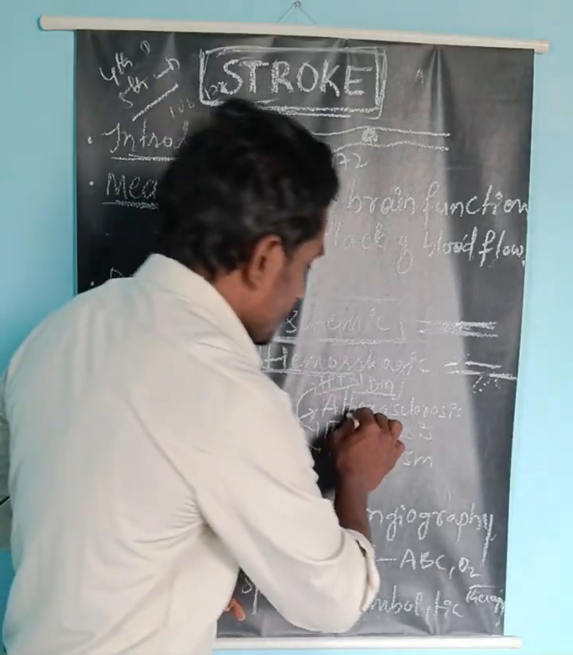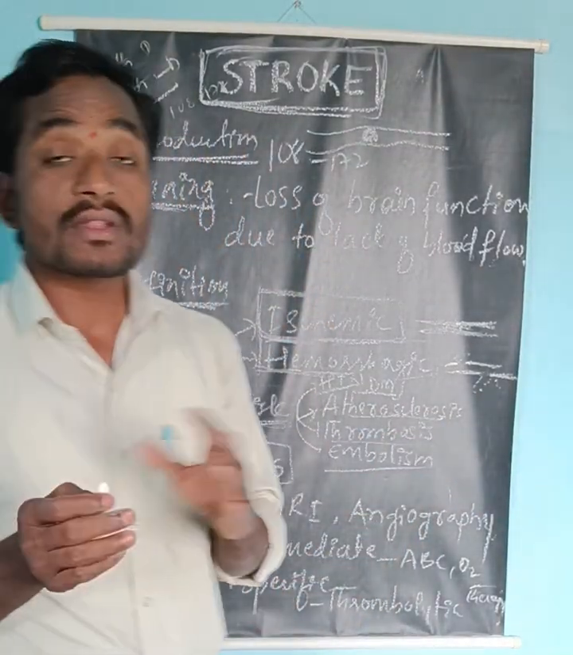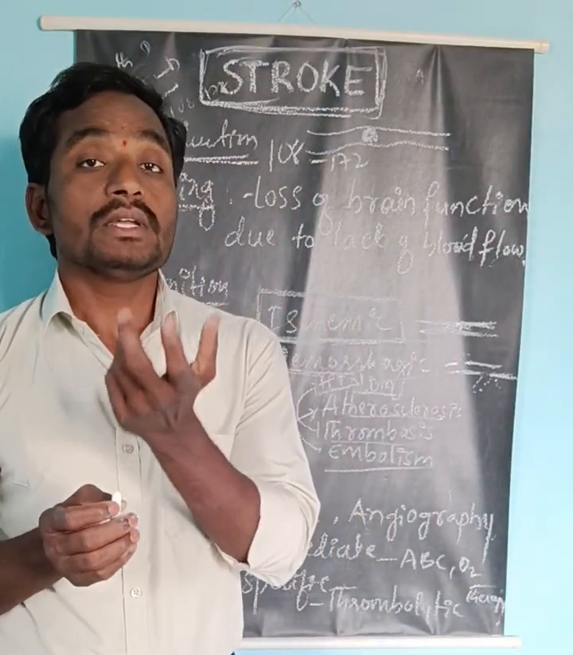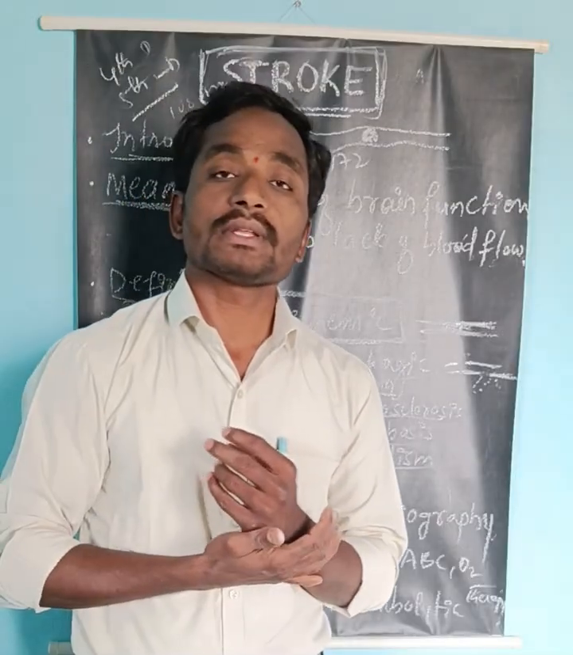Now come to the other factors: there is atherosclerosis, thrombosis and embolism. These are the contributing causes for an individual to develop a stroke. Now come to the risk factors for a stroke.